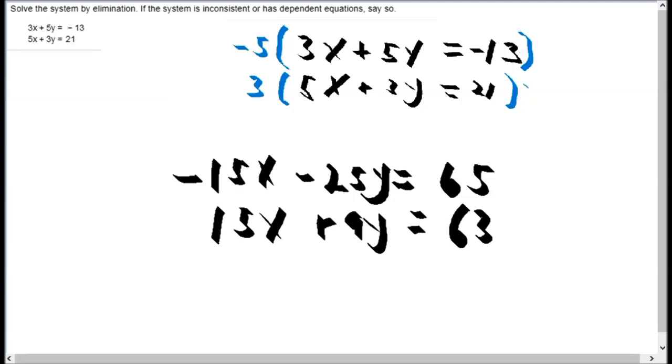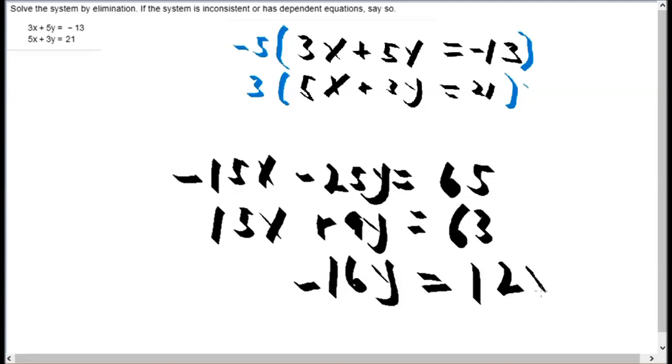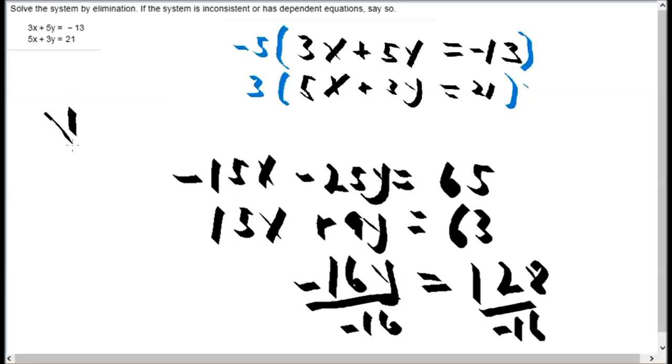Okay, let's go ahead and see if we can add these together. That's going to cancel, so this is going to be negative 16y is equal to, oh, that's going to add to be 128. And then we'll want to divide by minus 16 on both sides. And I think you'll see that's negative 8, so let me just come over here and say y is equal to negative 8.